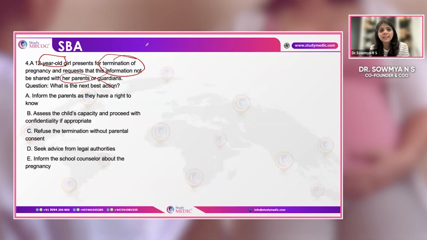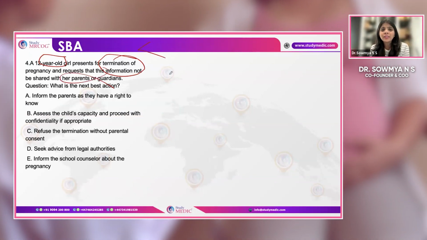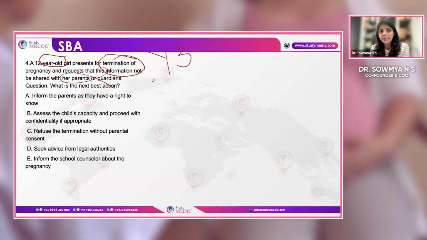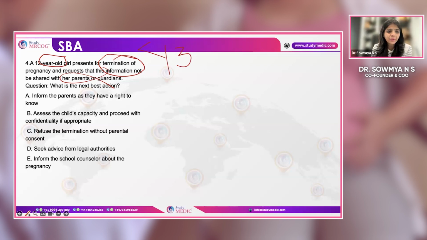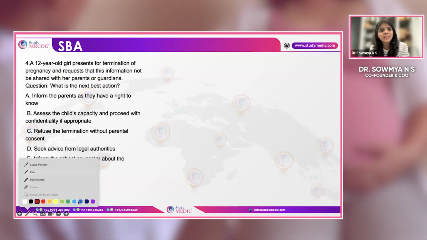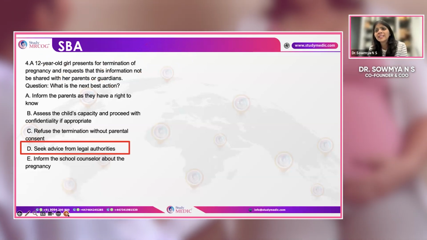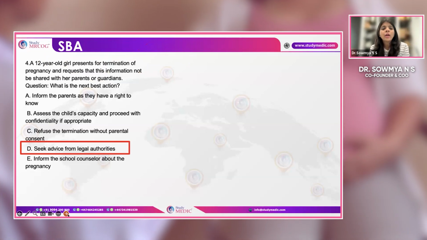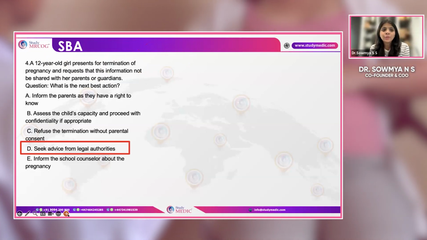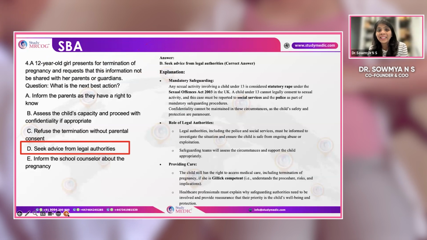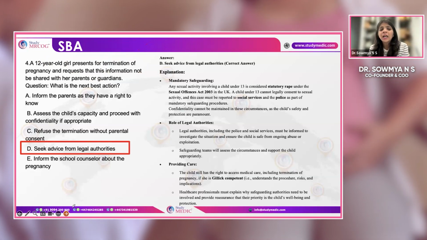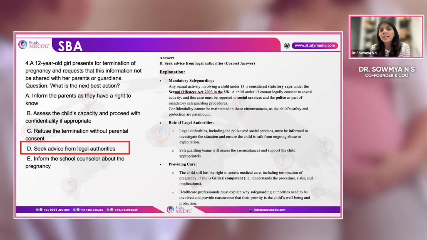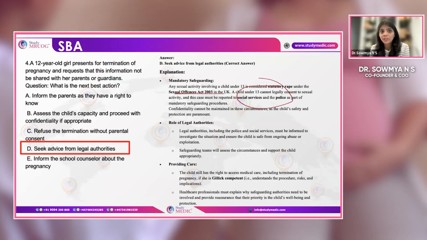So less than 13 years, even consensual sex is considered as rape. Obviously, here I can't see anything with police. Okay. You will check the capacity, but I'm not sure whether less than 13, they would be able to take any decision. So the best way forward is to seek advice from the legal authorities, because according to the Sexual Offences Act 2003, less than 13 cannot legally consent for sexual activity.